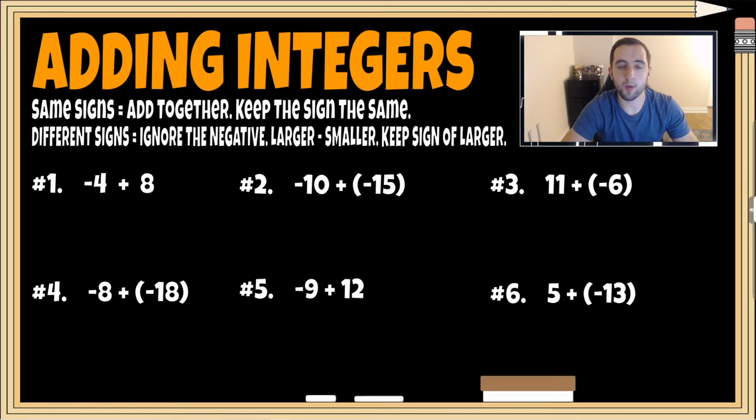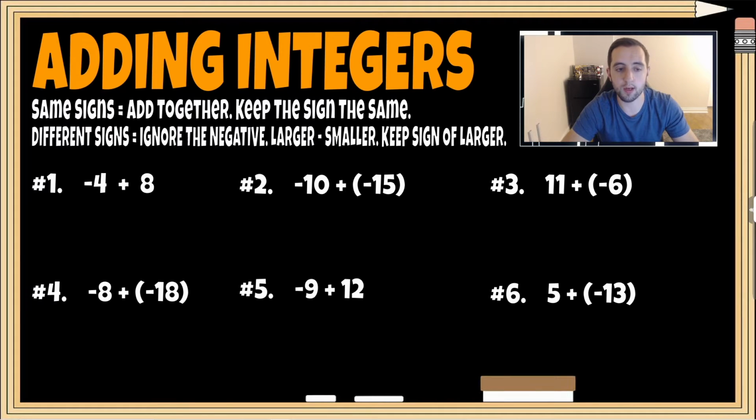We're going to talk about how you add integers utilizing two simple methods. You could talk about adding integers as well by taking the absolute value of both numbers. You could solve adding integers by utilizing a horizontal or vertical number line. But for this particular video, we're going to utilize the same sign and different signs method.